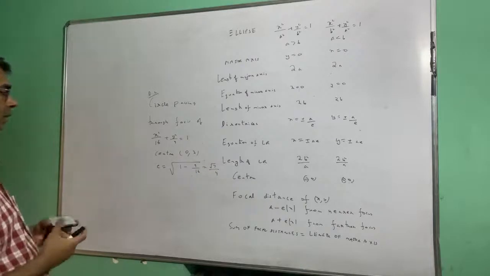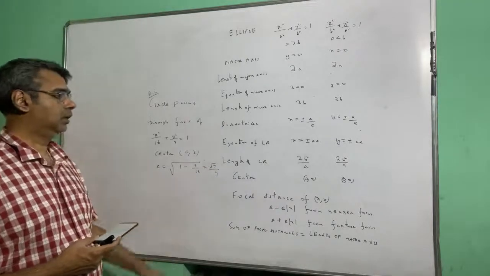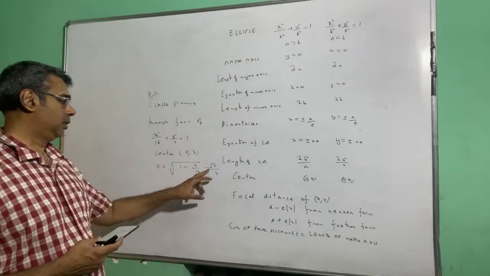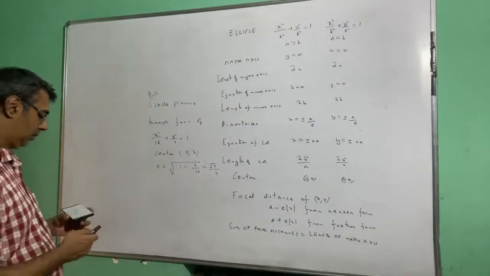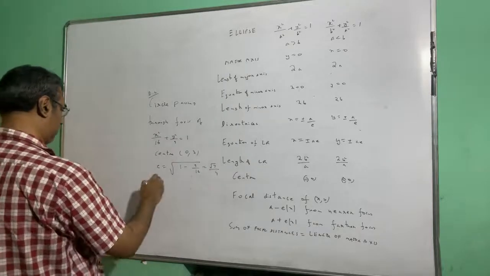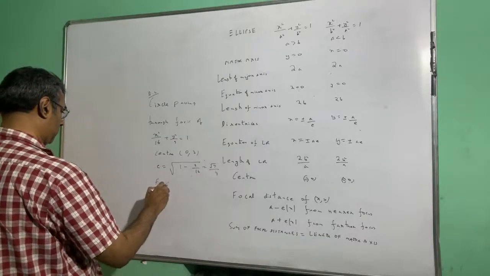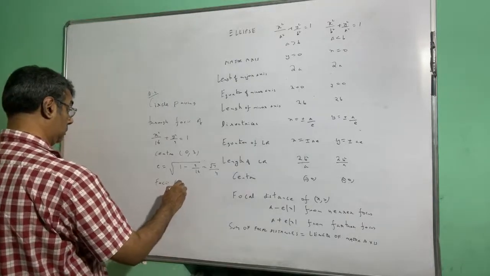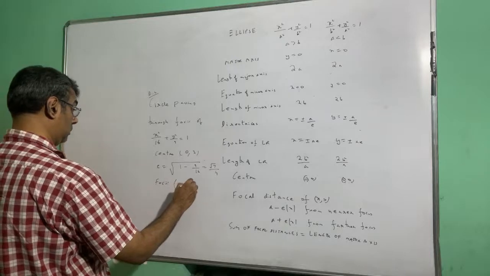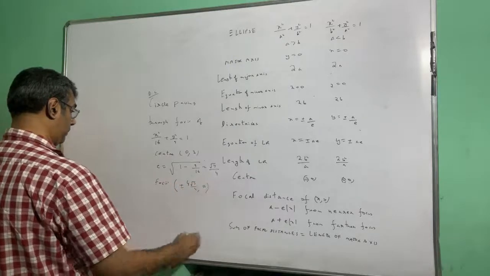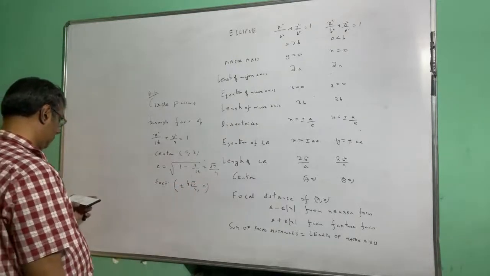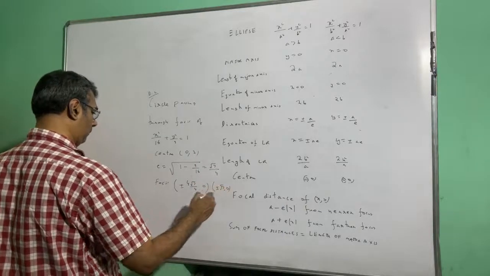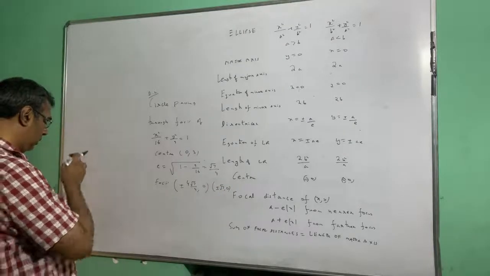So you know the formula, eccentricity is root over 1 minus b square by a square. So 1 minus 9 by 16, so eccentricity will be root 7 by 4. So the foci will be plus minus 4 into root 7 by 4 comma 0. So plus minus root 7 comma 0.